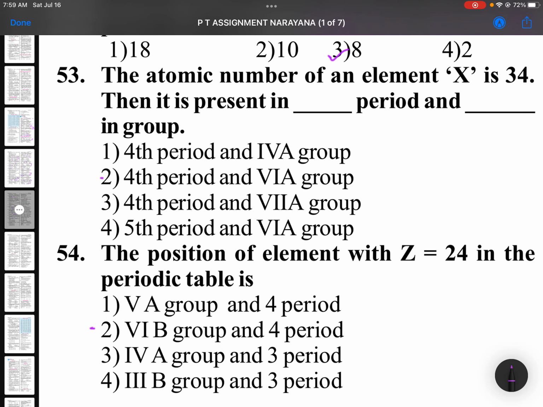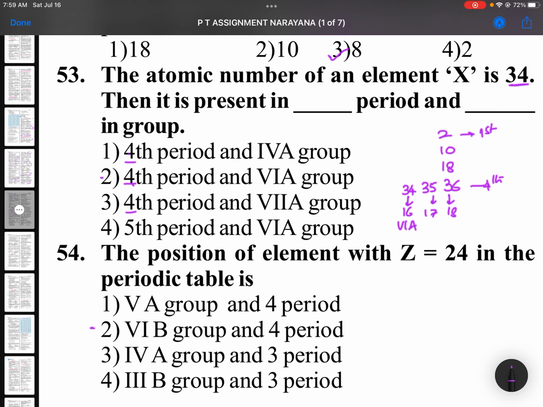The atomic number of an element is 34. Then in which period and which group is it present? As I told you, just see like this: 2, 10, 18, 36. This is the first period, this is the fourth period, so definitely it will be in the fourth period. And 34, before this 35 and before this 34. This is the 18th group, so this is the 17th group, this is the 16th group. The 16th group is also called 6A group. So this is your answer.